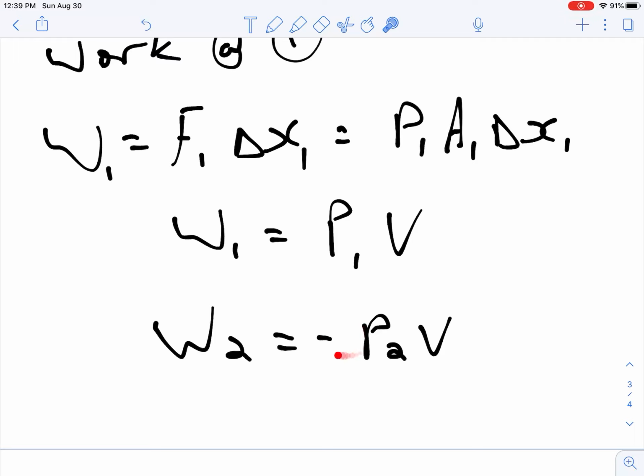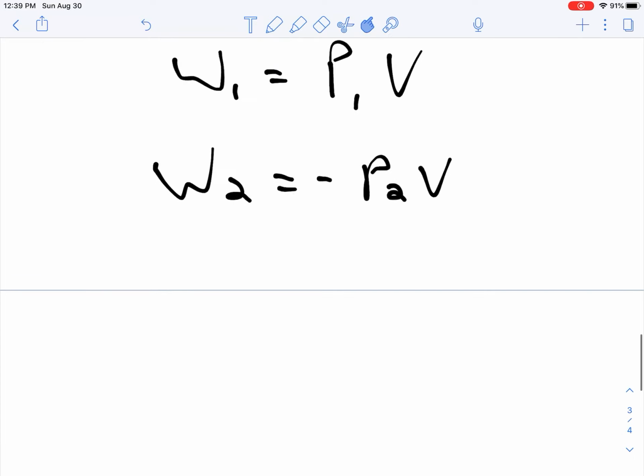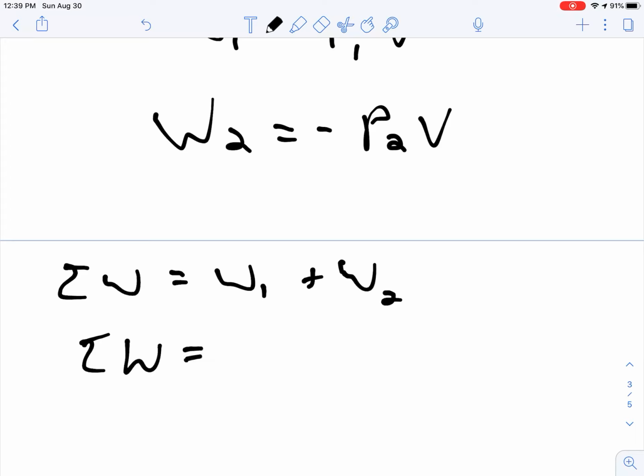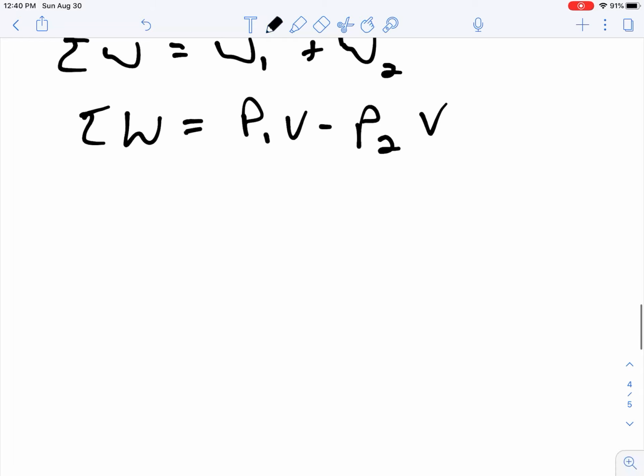So we get this equation. And this is working against me, so that's taking energy out. I dump a bunch of energy in, some of that energy moves my fluid, some of that energy is lost pushing other fluid out of the way, okay? So, the net amount of work being done is the work being done at 1 plus the work being done at 2. Which means that the net amount of work being done is going to be P1V minus P2V. Cool.